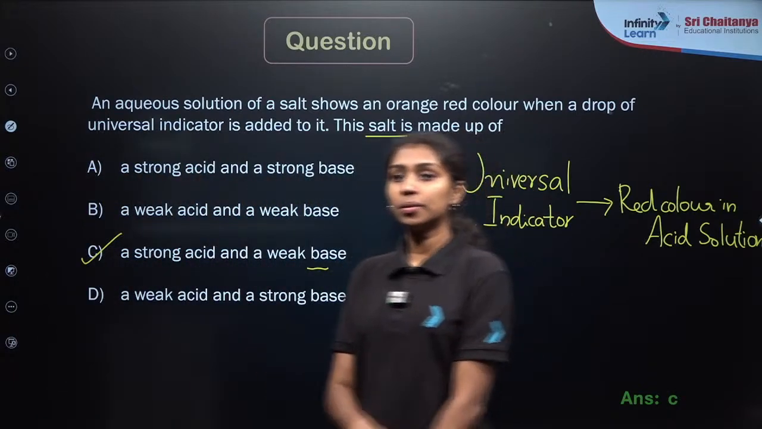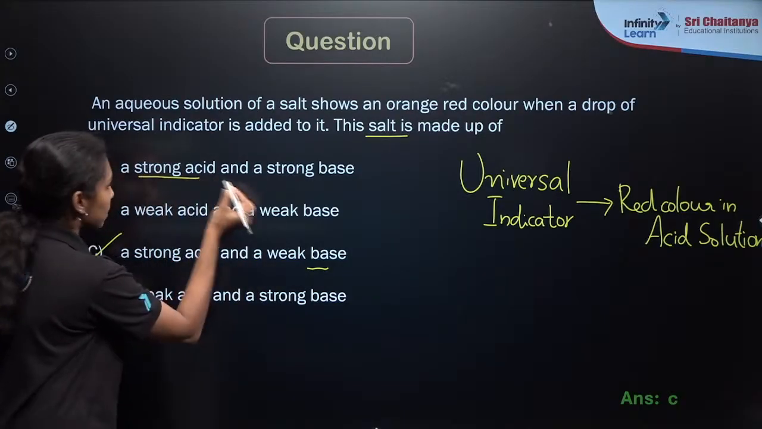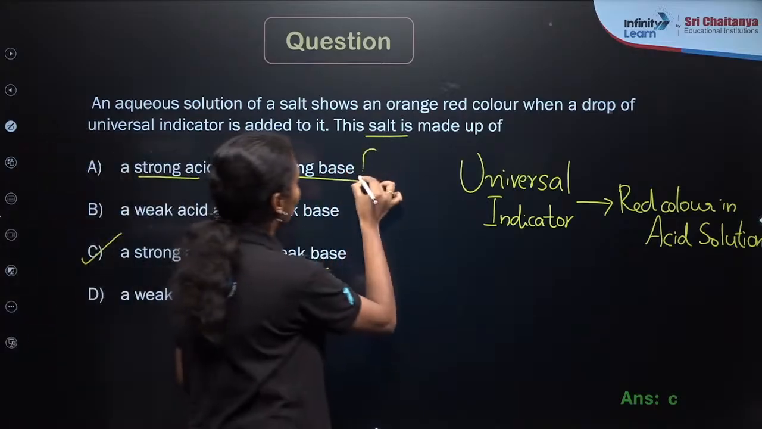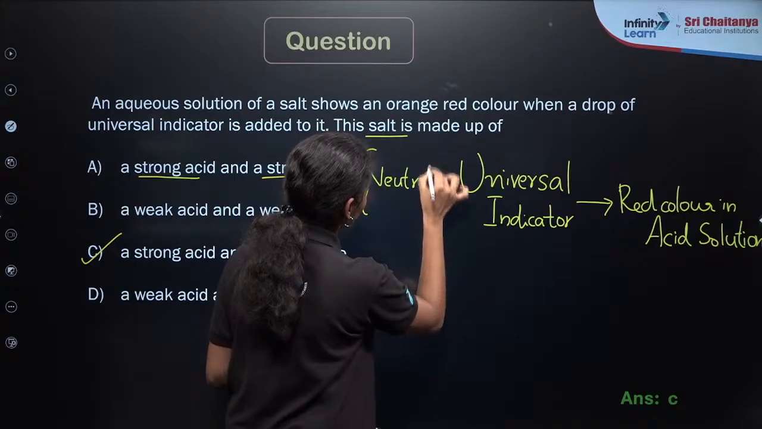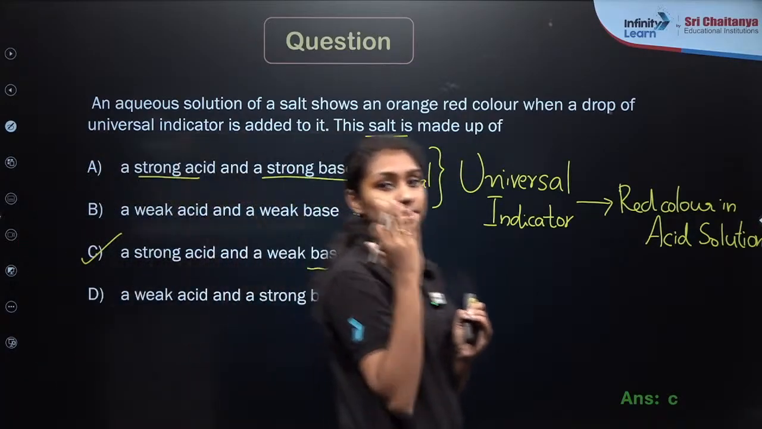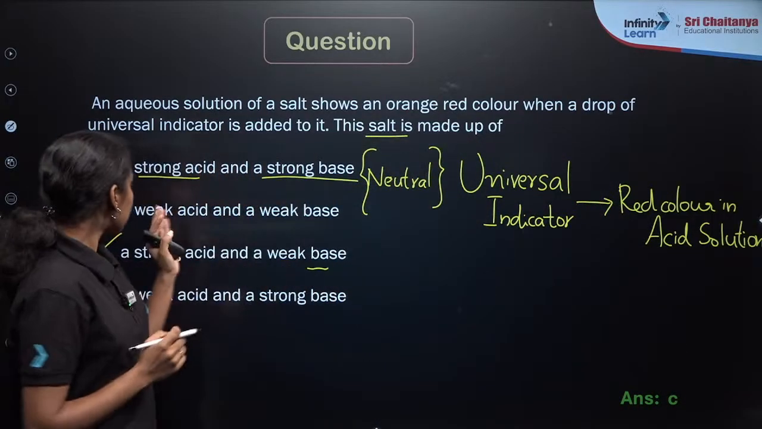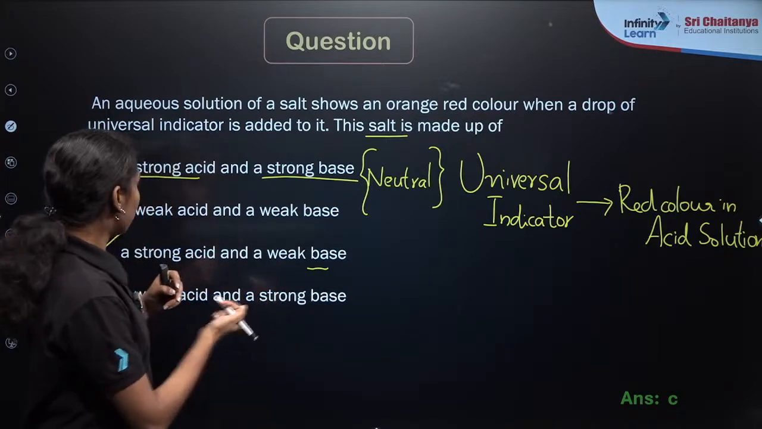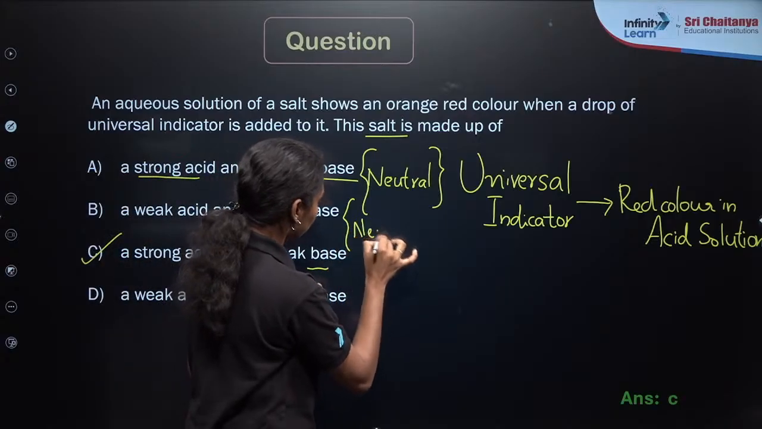Is that clear? For example, if you take a strong acid and a strong base, we cannot predict the strength of the salt. It will be neutral. If the acid and base are both very strong, the resulting salt will be neutral only. Then in the case of weak acid and weak base, again it will also be neutral, I think.